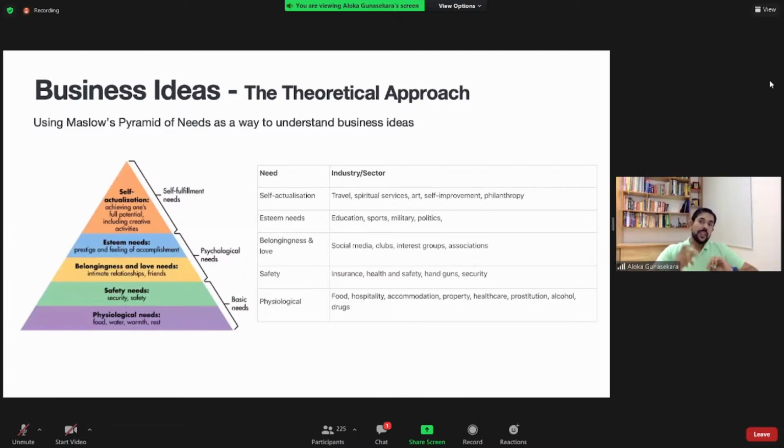And then self-fulfillment needs. These are the sort of things that you would not have on your mobile at all, because most of the applications for self-actualization, you wouldn't necessarily use on the mobile phone. You would actually do it on your own. So travel, spiritual services. I know that there are certain apps for spiritual services, but you wouldn't use them that often. So in terms of your usage of apps, those would be at the bottom. Now, why is this important? When you come up with a business idea, you need to understand at which level your business idea falls.